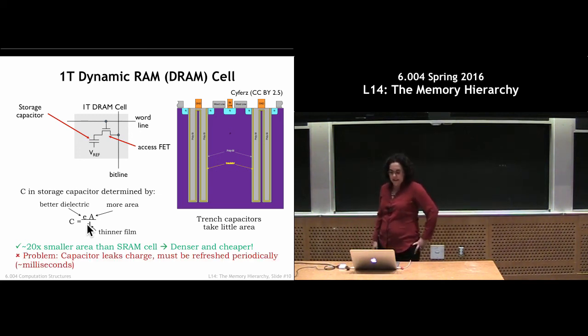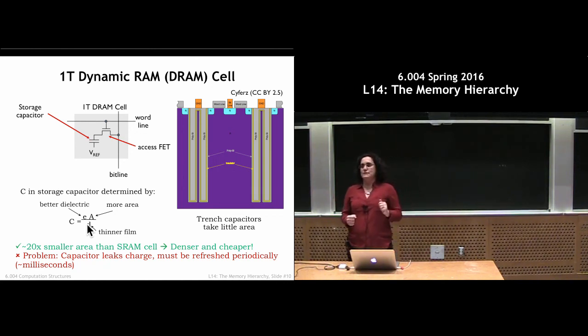The negative side of DRAMs is that because you're storing the value in a capacitor, the capacitor actually loses its value over time. There's leakage from that capacitor. And so what that means is that we have to refresh the value that we're storing into that memory location. Just on a regular basis, on the order of milliseconds, we're going to have to refresh the value that we've stored so that it doesn't just disappear on us.